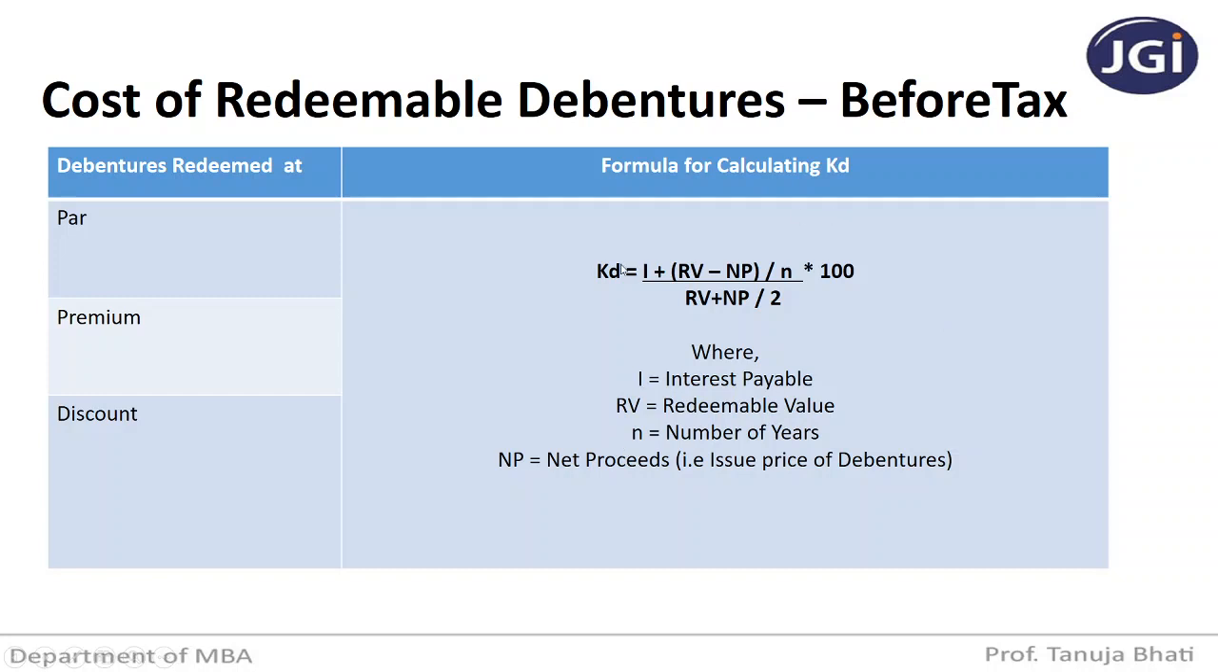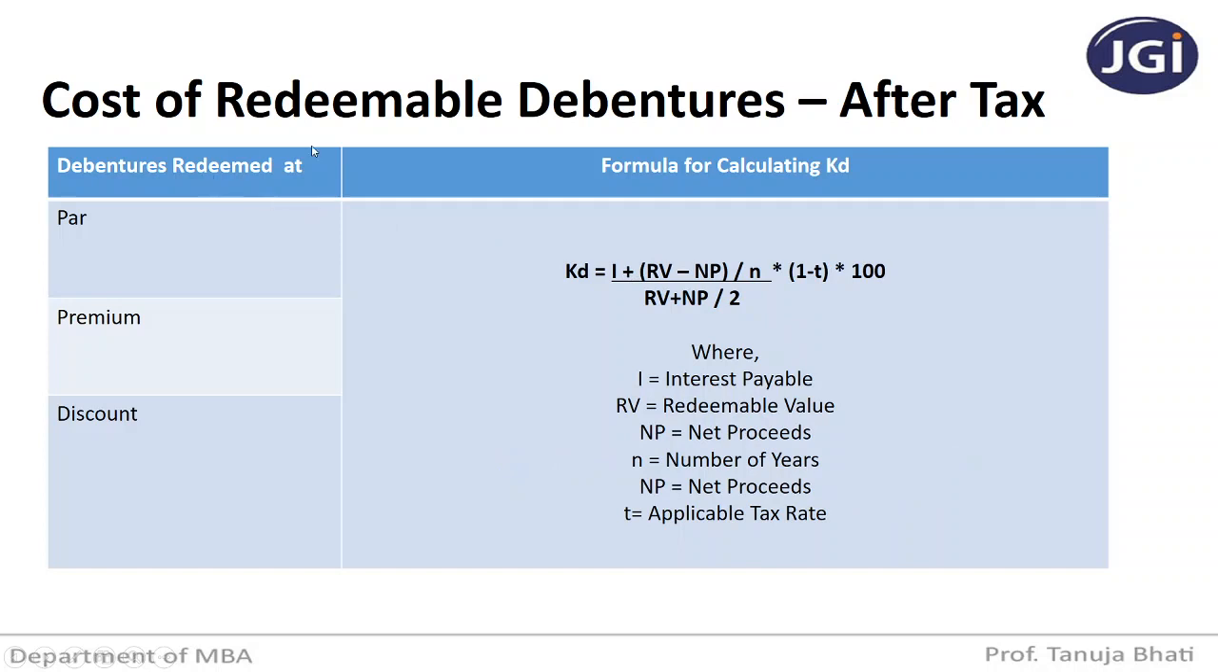Okay, so how are you going to solve this? First, always solve RV minus NP divided by N. After solving this part, add it to interest. After adding it to the interest, then solve the denominator first. Denominator is RV plus NP divided by 2. First solve this part. Then the numerator, first solve the complete numerator, then the complete denominator, and then multiply by 100.